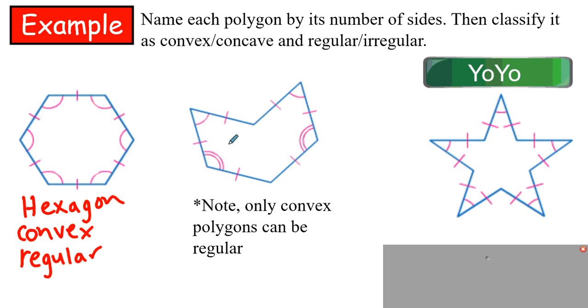No, this one is dented in, so that's definitely going to be a concave. How many sides does it have? 1, 2, 3, 4, 5. Hey, this is a hexagon as well. So it's a hexagon, same as the last one, but it is concave.